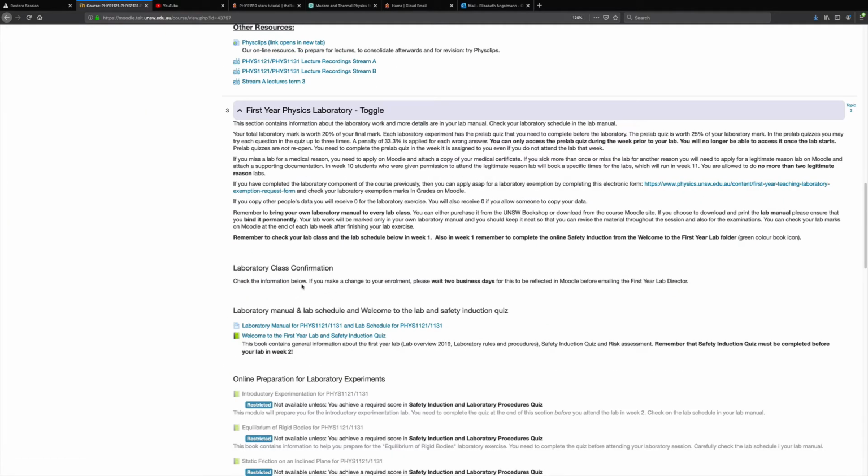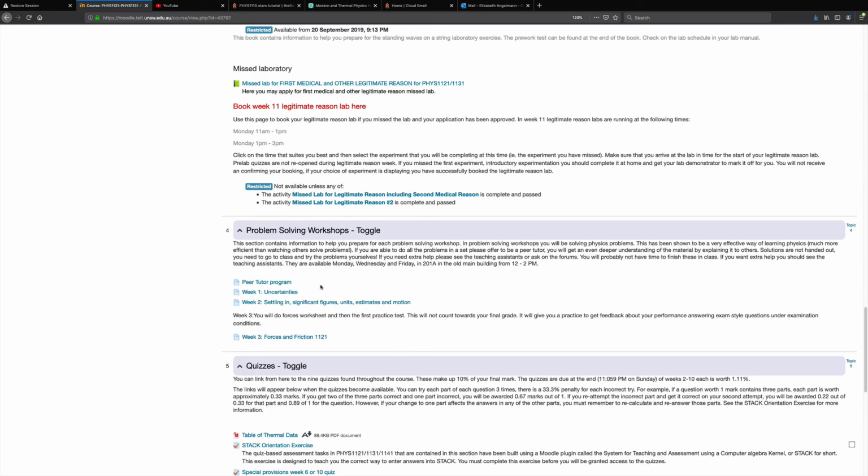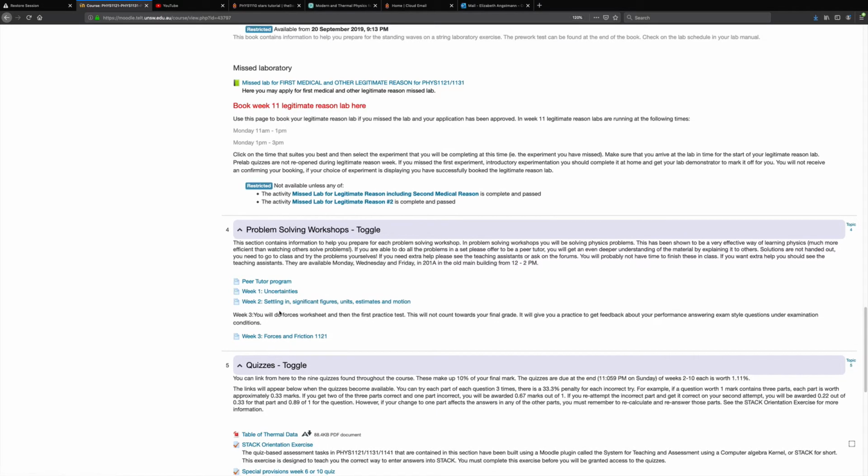Below that, you've got your laboratory section. So before each lab, there's a pre-work test that you'll need to do to help you prepare for the lab. There's also a safety induction that you should complete in the first week. So below that, we've got the problem solving workshop. So these are the things known as other in your timetable. So in week 1, you'll be learning about uncertainties in the problem solving workshop. You can access the resources that will be used in class here.